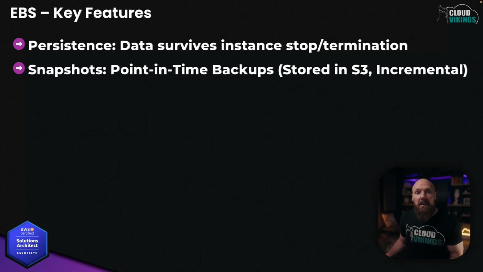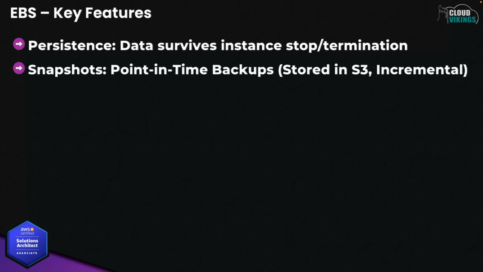Then building on persistence, EBS allows us to take point-in-time snapshots of our volumes. Think of these like highly reliable backups. These snapshots are stored durably and cost-effectively behind the scenes in Amazon S3, and what's really great is that these snapshots are incremental, meaning that after your first full snapshot is taken, AWS only saves the blocks that have actually changed since that last snapshot.